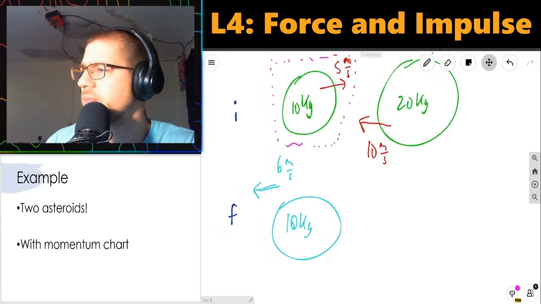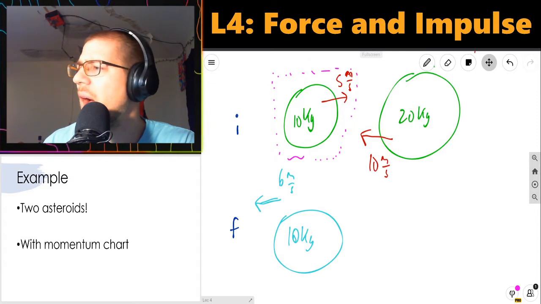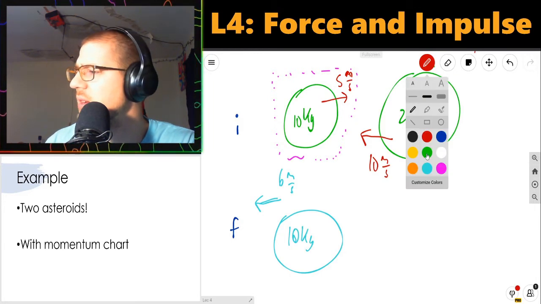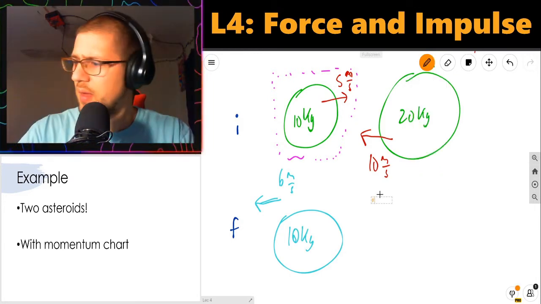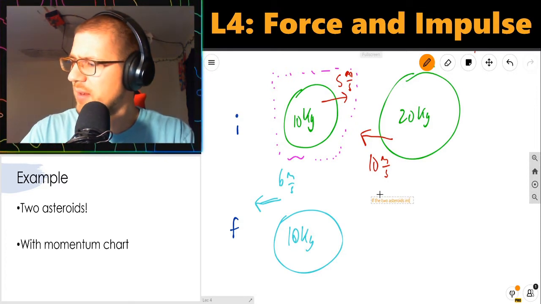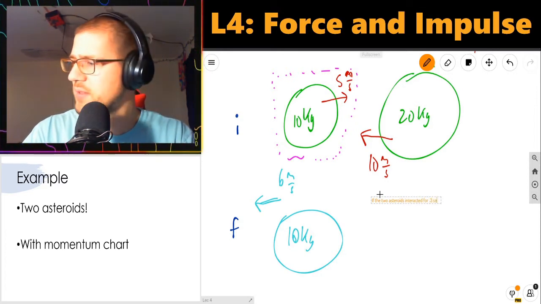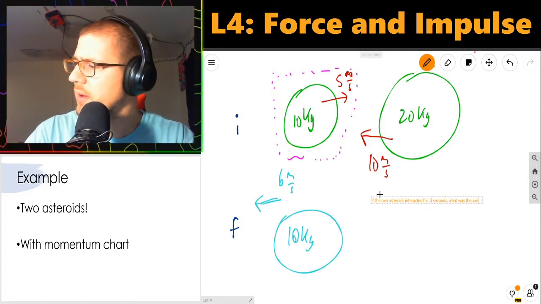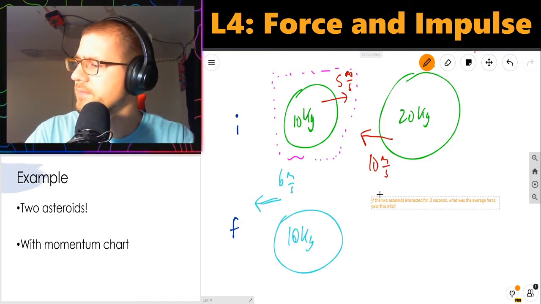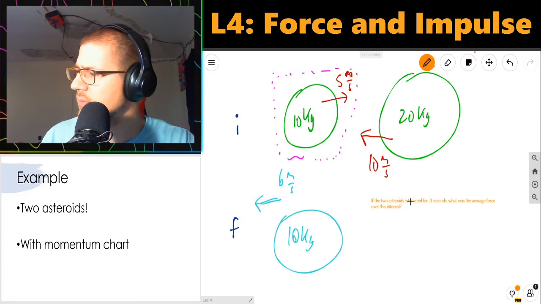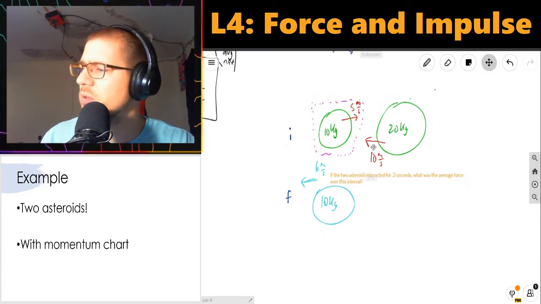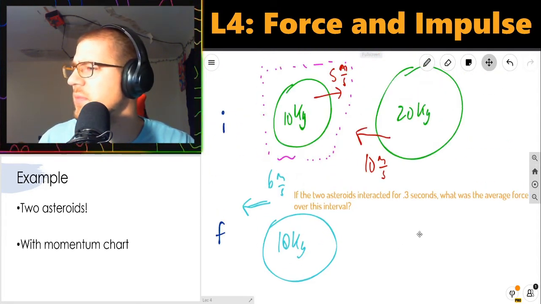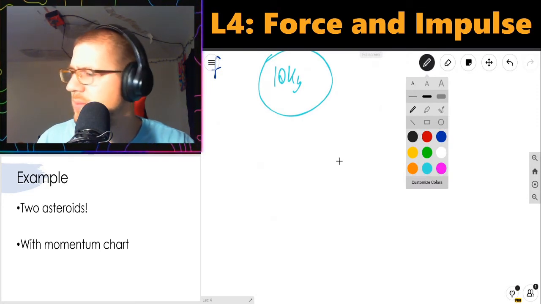Now I want to think about how momentum changes. My end result question is: if the two asteroids interacted for 0.3 seconds when they hit each other, what was the average force over this interval? To answer this, I'm going to introduce one more construct we'll use in 7b, which is the momentum chart. The momentum chart is laid out like this.